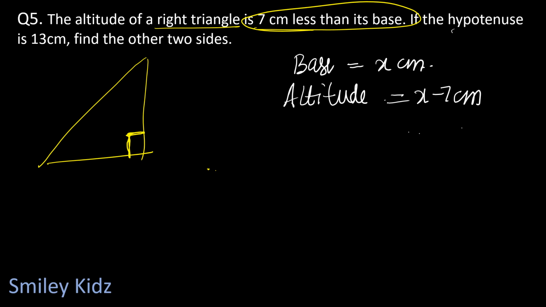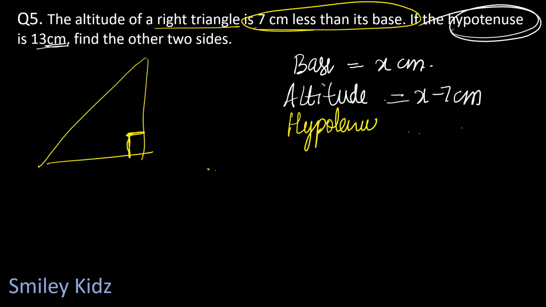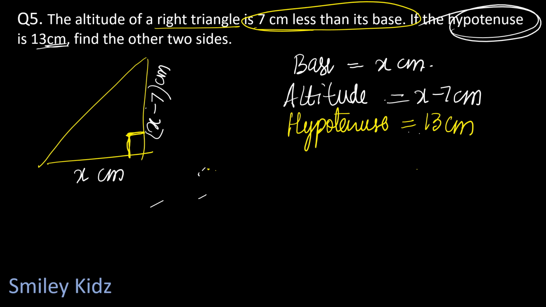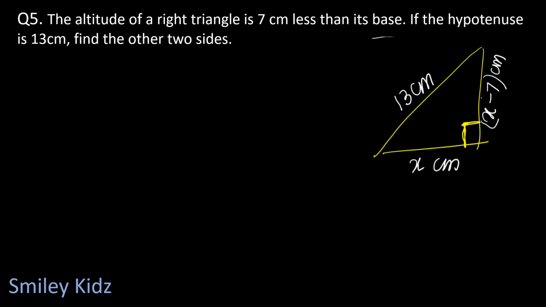Then we have, if the hypotenuse is 13 centimeters. Okay. So the other information we got over here is that the hypotenuse is 13 centimeters. All done. Now our triangle is good to go. We have the base as x centimeters, the altitude as x minus 7 centimeters, and the hypotenuse as 13 centimeters. Now how are we going to find the other two sides? We are going to apply the Pythagoras theorem here.